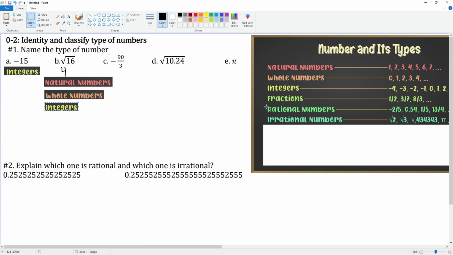Is it rational or irrational? It would be considered a rational number because it makes sense and there's a finite value.